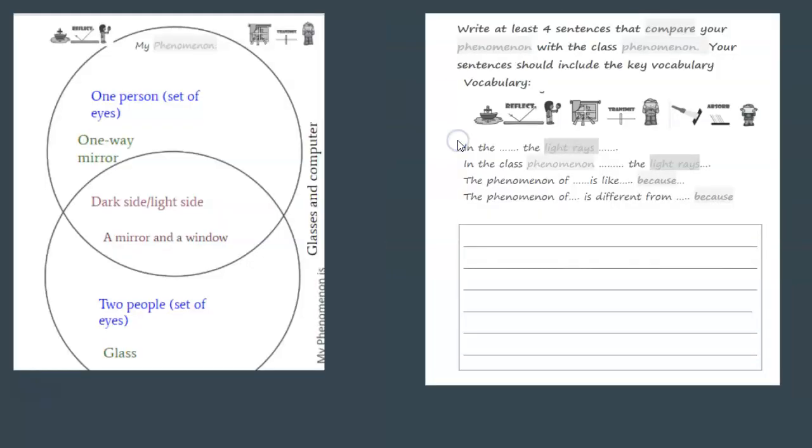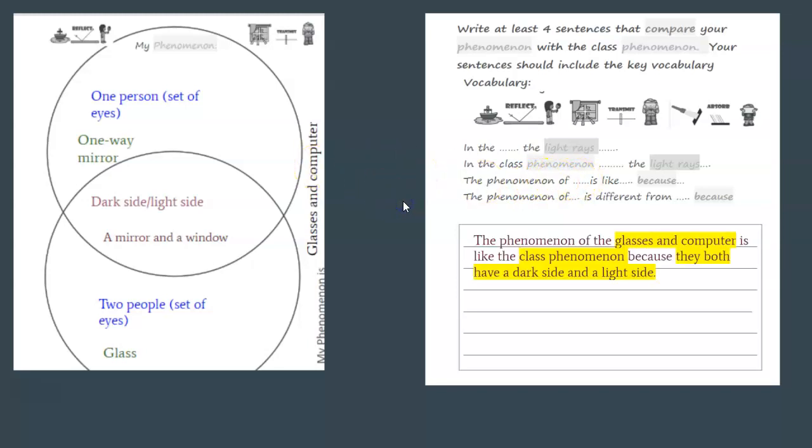Once you've done that, then you can use this to write this. You should also write your phenomenon here. My phenomenon is, and call it what it is, however you describe it. You should do that because it's going to help you write these, what you refer to it as. I'm going to refer to that phenomenon as glasses and computer. So now I look at these and I make sentences out of these. The phenomena of the glasses and computer is like, because.